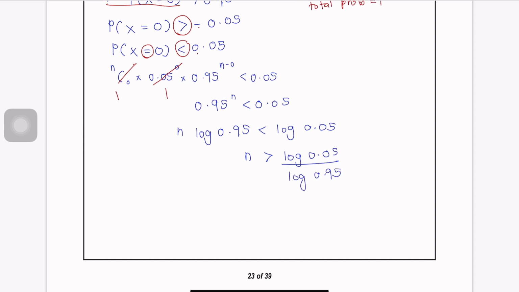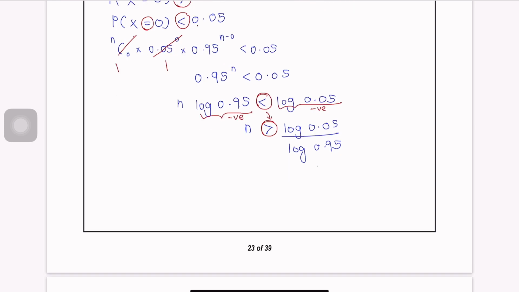Okay, please notice here we have less than, but when we rearrange this to the right hand side, we change it to greater. Why is that? Because if we press the calculator, we'll get that this one is negative and this one is also negative. So to omit the negative, we need to change the sign from less than to greater than. n greater than 58.4.